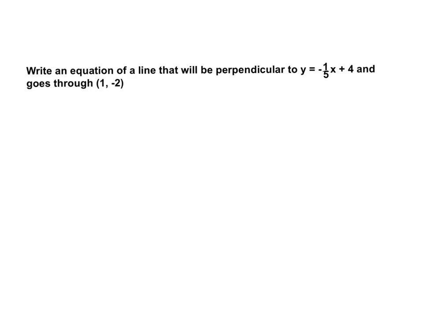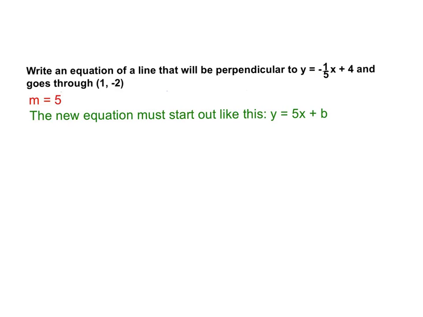Now we're going to write an equation of a line that's perpendicular to y equals -1/5 x plus 4, and it goes through (1, -2). What is the slope of this line? -1/5. If I'm going to write an equation for a line perpendicular, what will the slope of the new line be? Flip it, change the sign, +5. The slope of the new line is 5 because 5 is the opposite reciprocal of -1/5.